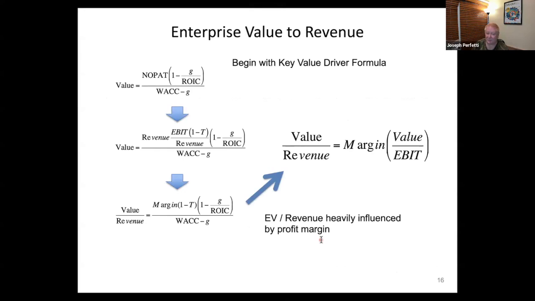Enterprise value to revenue multiple. I can actually get from the key value driver formula to an enterprise value to revenue multiple. Rearrange the math. NOPAT is revenue times after-tax margin, so revenue times EBIT after tax divided by revenue. If I divide both sides by revenue, the revenues cancel out, and I'm left with my margin times (1 minus the tax rate) times (1 minus G over ROIC) over (WACC minus G), basically all that stuff. So that's the direct formula for enterprise value to revenue, right here.